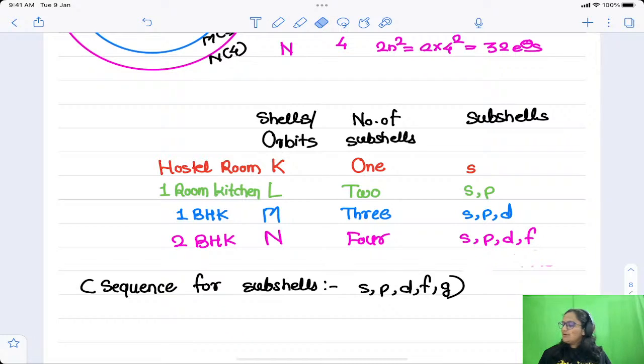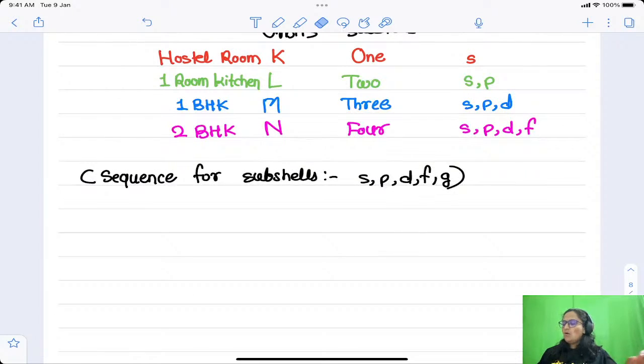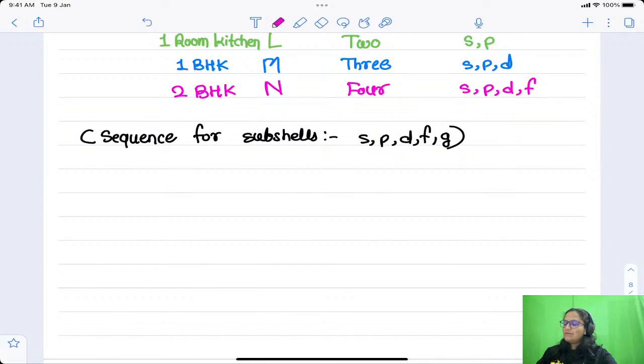So this is about the subshells. They have symbols. Subshells have symbols. Now, every subshell, which is nothing but the room, right?